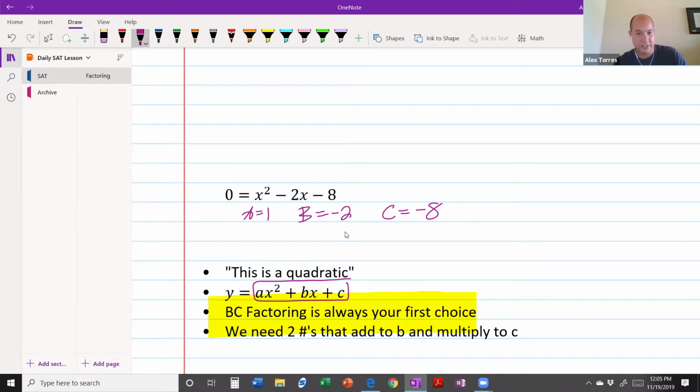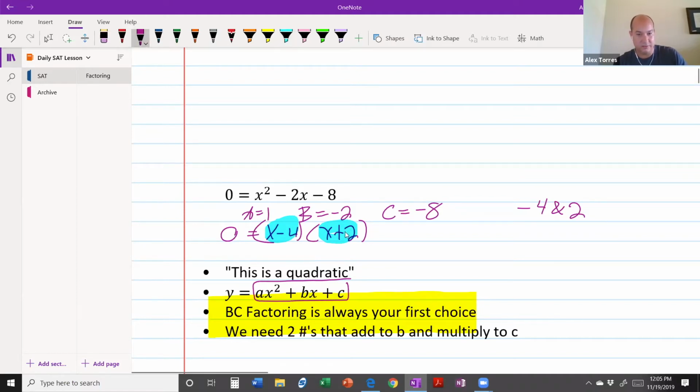So the two numbers that add to -2 and multiply to -8 are going to be -4 and +2. So this would factor to (x - 4)(x + 2), nice and easy. And then we have the zero product rule, which says that these two things are being multiplied out to 0 in the way they're being displayed. And the only way that could happen is if one of them is 0.